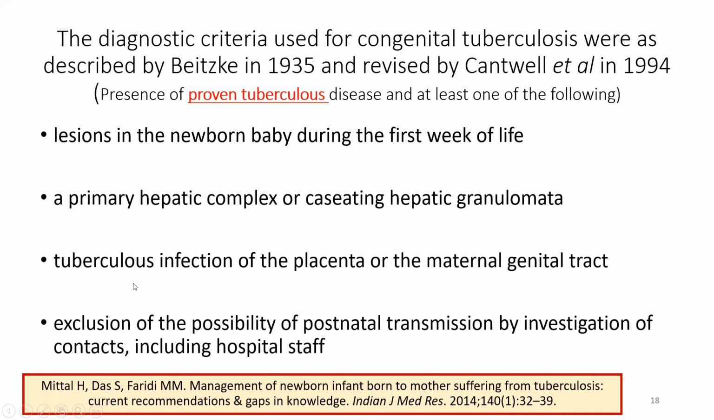Then there is tuberculous infection of the placenta. During delivery, when they examine the placenta, it could show signs of tuberculous infection that could be abnormal. Or they look at the genital tract of the mother after delivery. That could also give a sign of congenital TB for the baby. Then there is exclusion of the possibility of postnatal transmission by investigation of contacts, including hospital staff. They also looked at the contacts and even the staff that were involved with the mother, to make sure that TB was not transmitted after delivery.